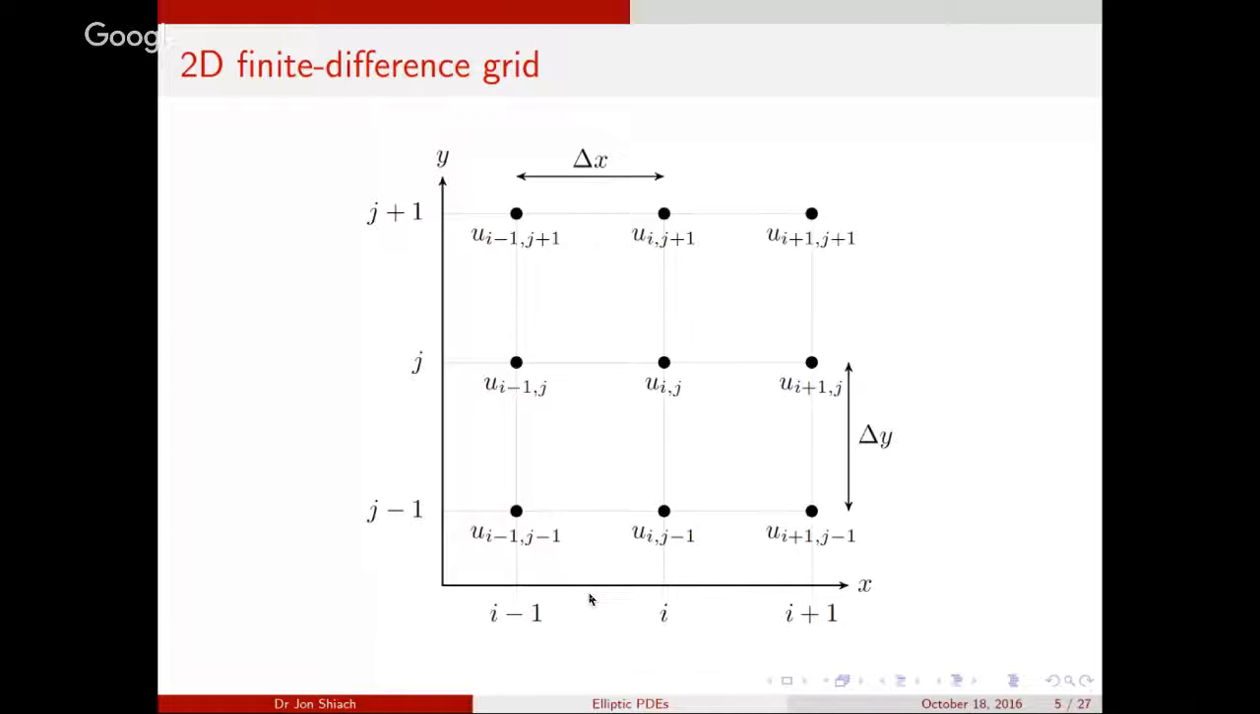Again, the width in the x direction is delta x, and the distance in the y direction is delta y. Because we've got a 2D domain, we have to have two indexes. If we had a 1D domain, we wouldn't bother with j, we'd just have i's.